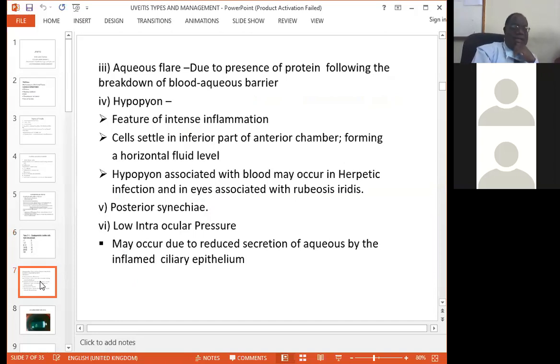Aqueous flare. Aqueous flare is due to the presence of protein following the breakdown of the blood aqueous barrier. Presence of protein within the aqueous will give you a flare when you are shining light there, because light is being bounced back from that protein material.